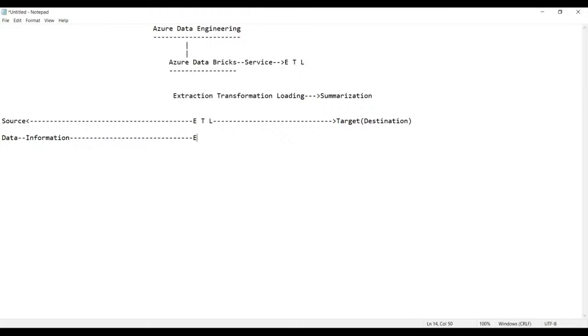And once the information is extracted, what do you do? You transform. That means change the format of the information. That is called transformation. And once the transformation is done, then finally you will load the data into the target or the destination. For example, guys, now I will give you a live example so that you will understand this ETL in a better way.